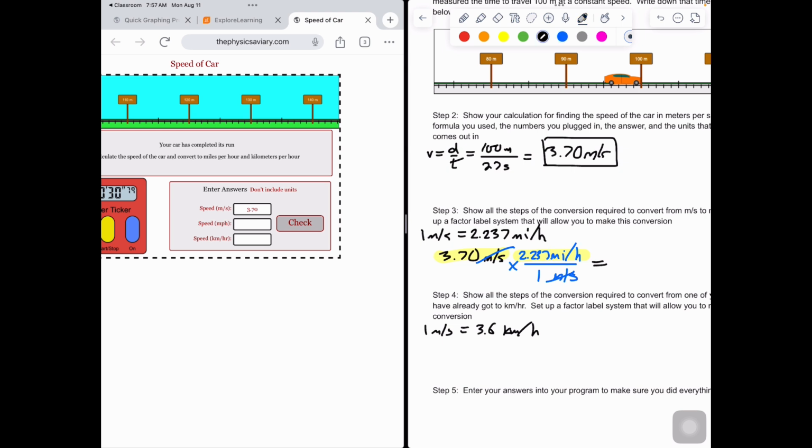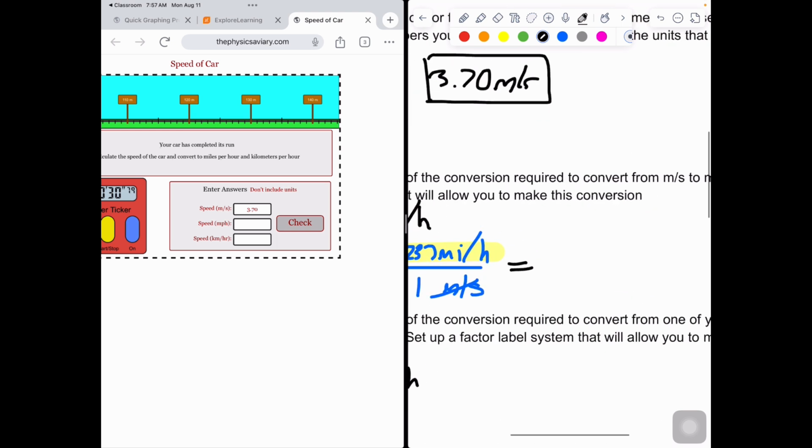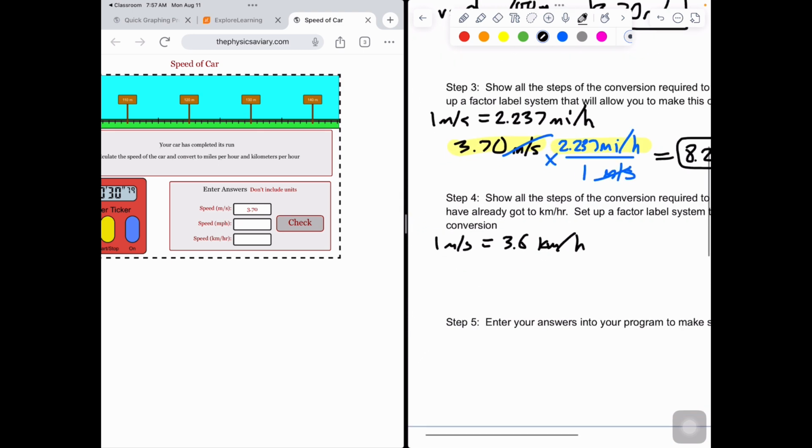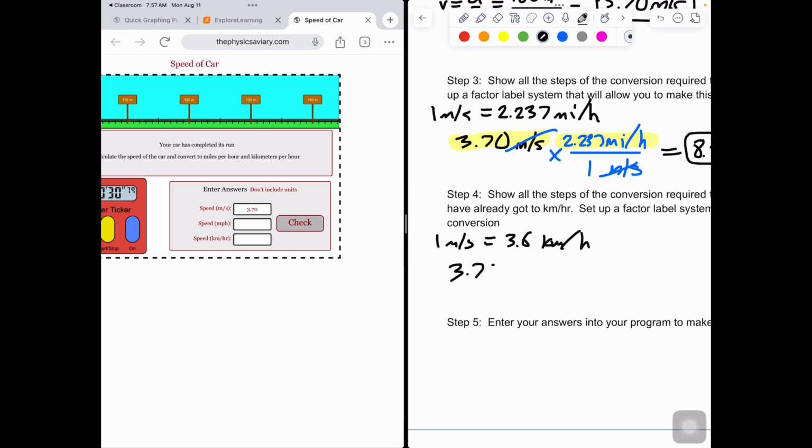Go ahead and pause the video and take some time to convert your speed from meters per second to miles per hour while I convert mine. Okay, so I'm getting about 8.28 miles per hour. Now we're going to do the exact same thing. We're going to go 3.7 meters per second. But this time I'm going from meters per second to kilometers per hour.